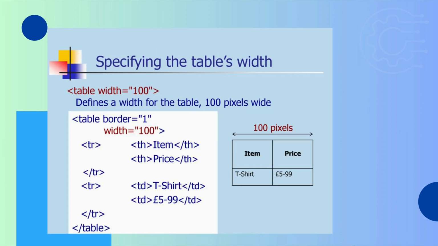Next, we have specifying the table's width. The command table width is equal to 100 in double quotes defines the width of the table as 100 pixels. As you can see, by mentioning the width over here in the table tag, we have defined the table as 100 pixels wide.